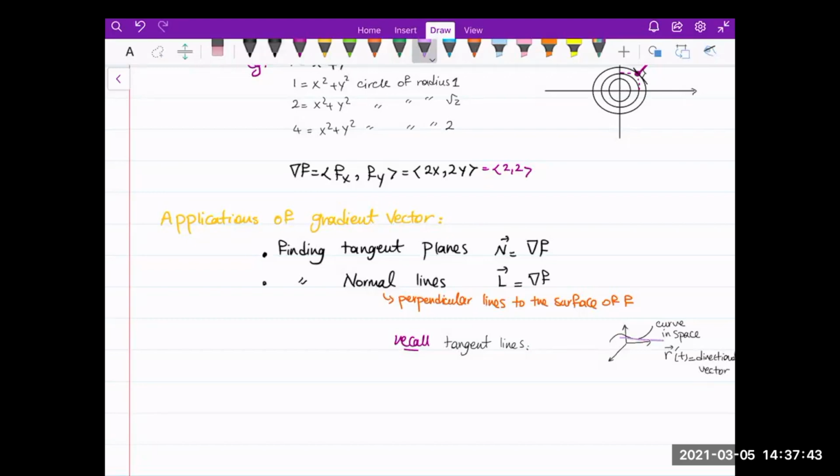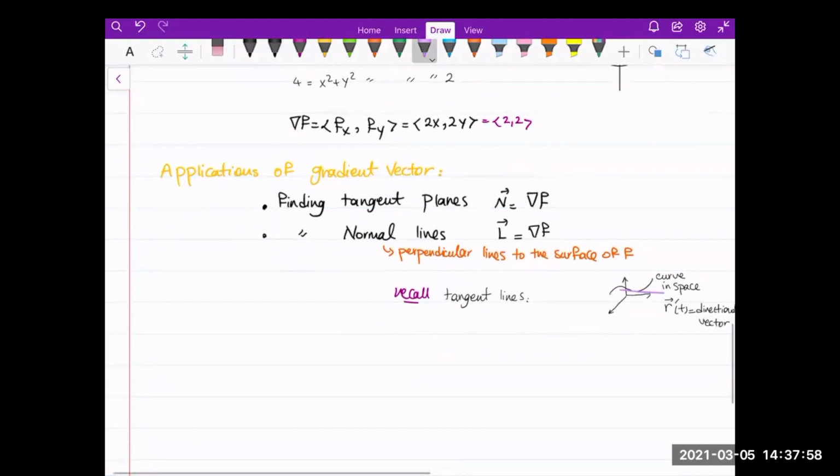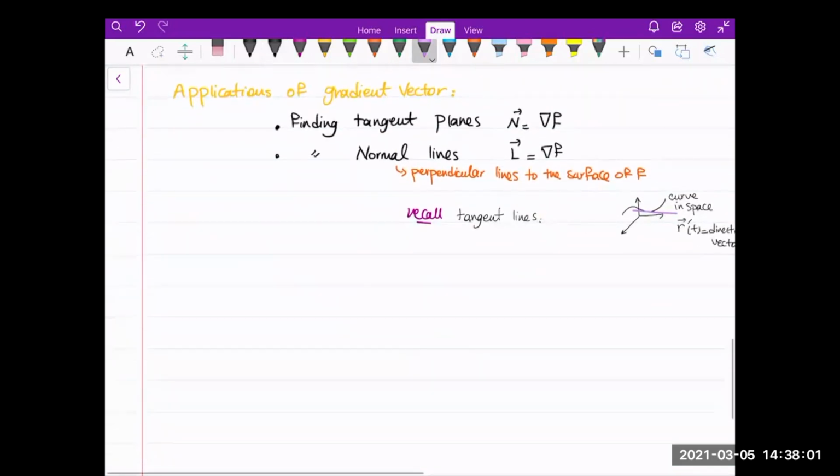Remember the tangent line? If we have a curve in a space, we have the tangent line. But when we have a surface, we don't usually have the tangent line. We have tangent planes, right? Because it's a surface. Okay, good. Let me give you an example.